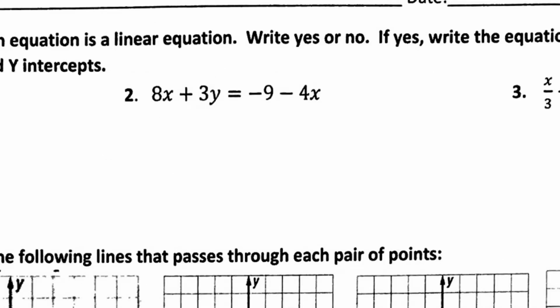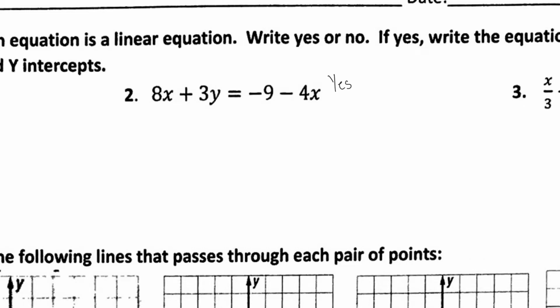Number 2, you guys have 8x plus 3y equals negative 9 minus 4x. Well, if you look at the x and the y, they're not multiplying each other. And we do have an x on the other side, but the x is not on the bottom of a fraction, and x has an exponent of 1. So guess what? This right here is linear. Yes, it is. So I'm going to put a yes on the side. It is linear, so that means we can find the x and the y-intercept.